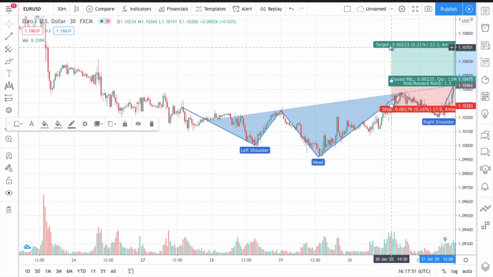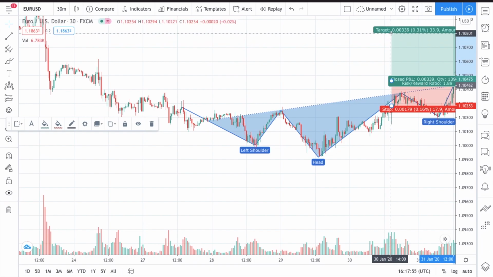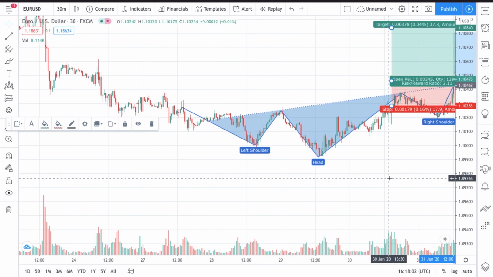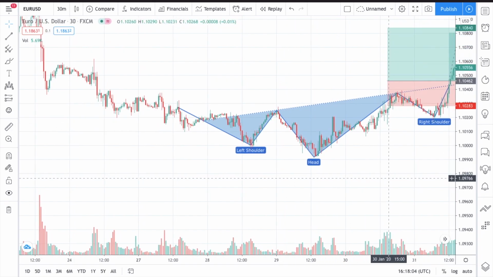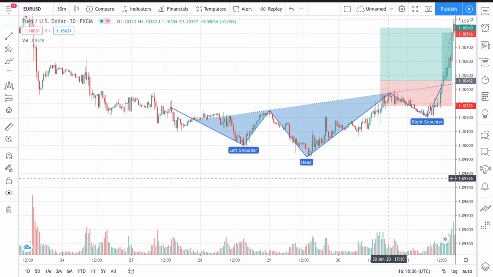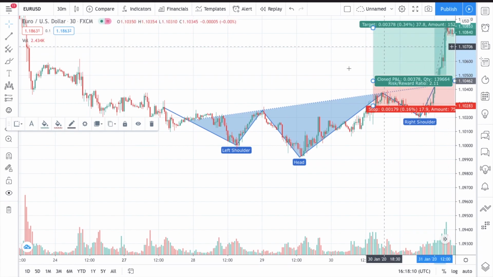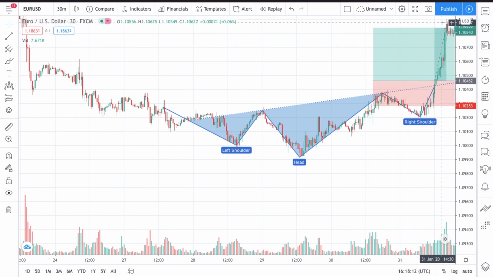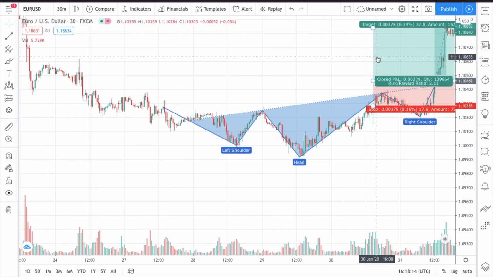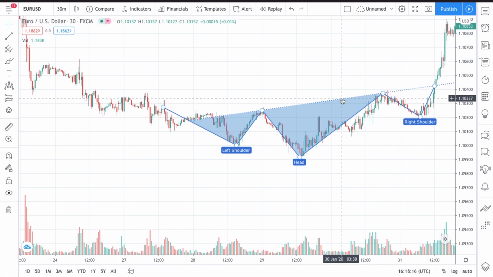Once we have set out our values, we'll move it along to see the outcome of this trade. As you can see, it moves into our favor and quickly hits the take profit. We can now start to gain some confidence in the reliability of this pattern. Let's keep looking for more examples.